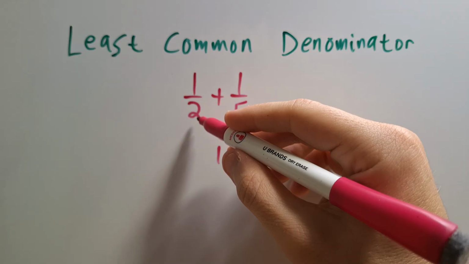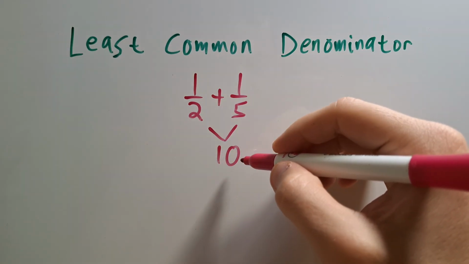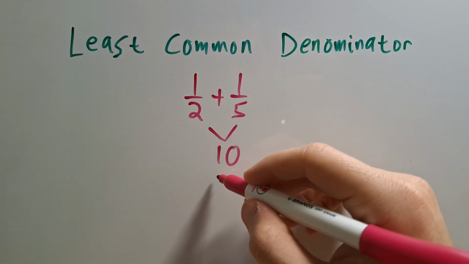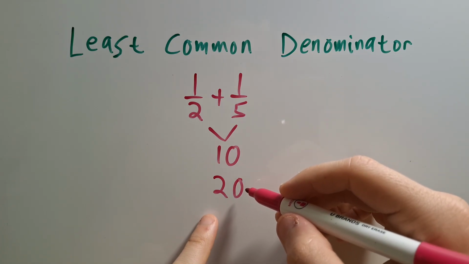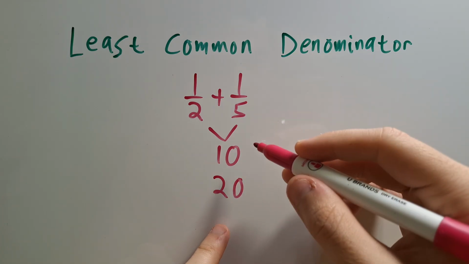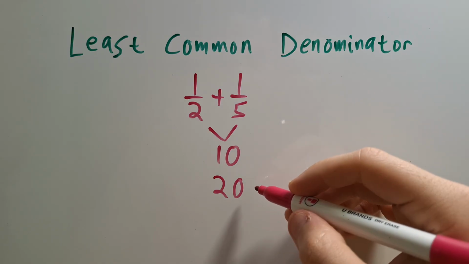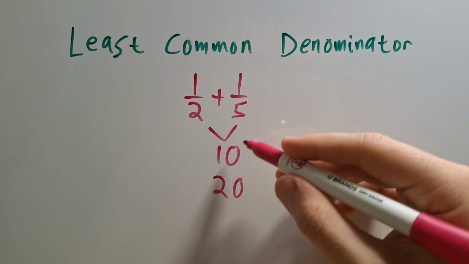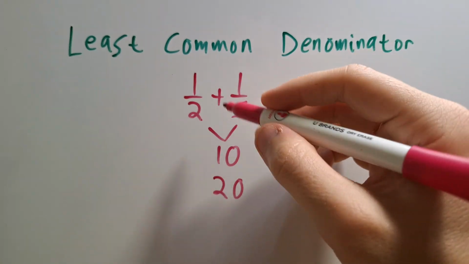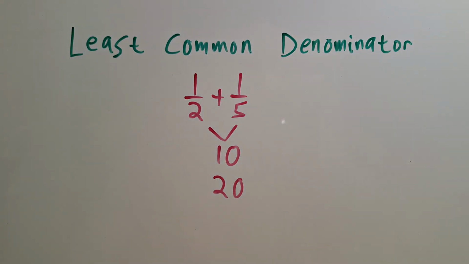If I kept on listing multiples of 2 and multiples of 5, I'd find many matches. The next one would have been 20. I could have worked with 20, but it would make the problem a little bit more difficult to work with. Plus, I'd need to simplify the final answer when I'm done doing the modification to those fractions.